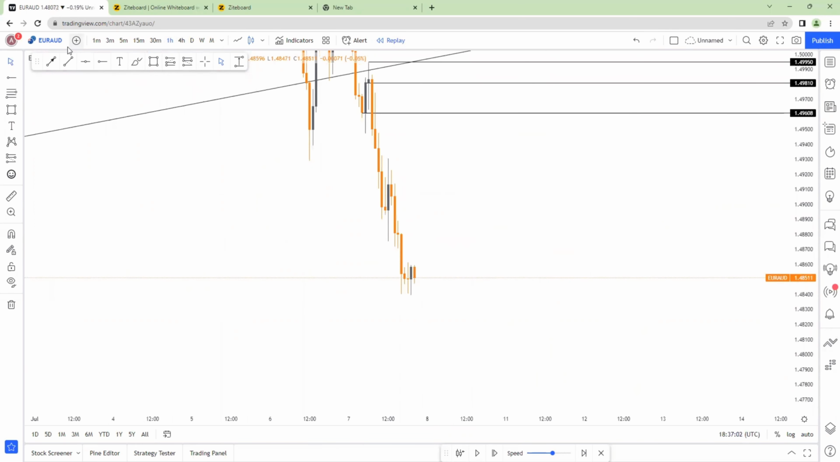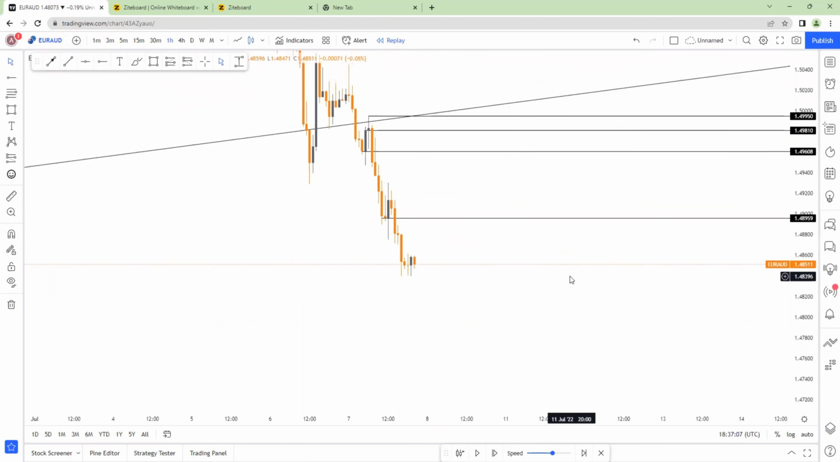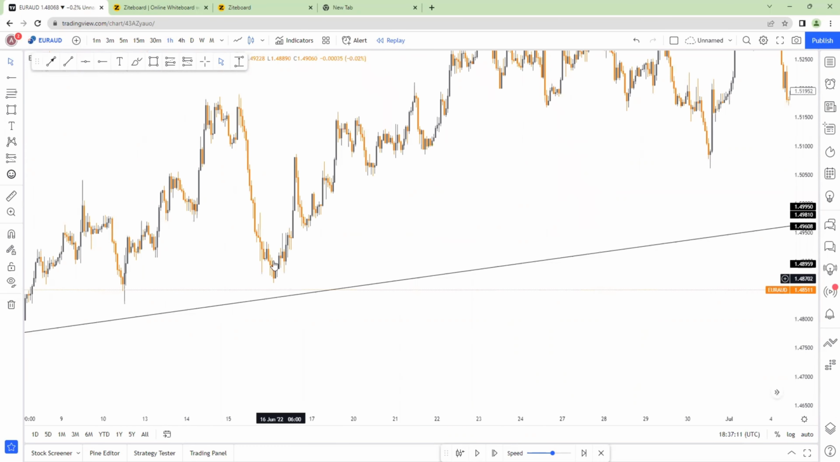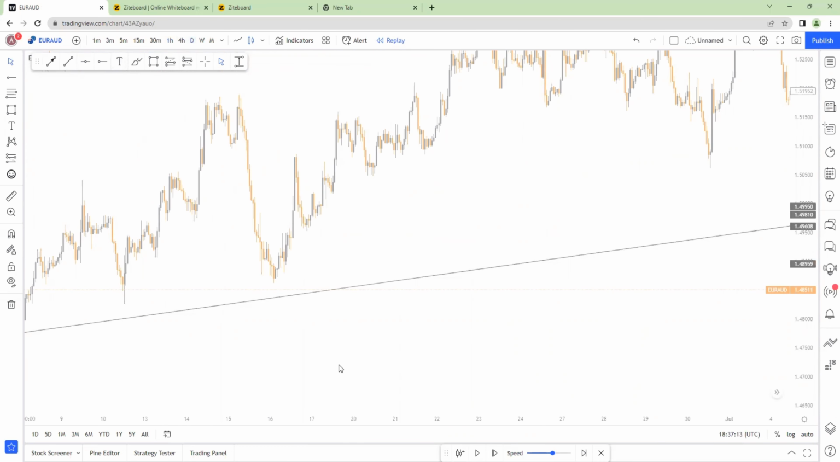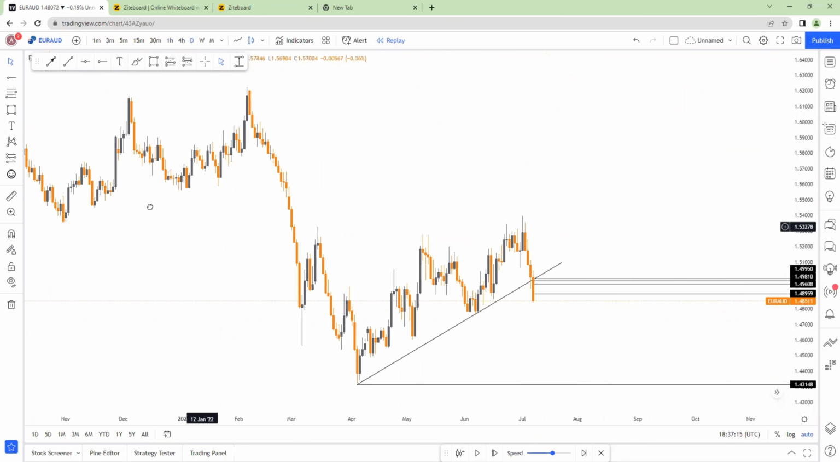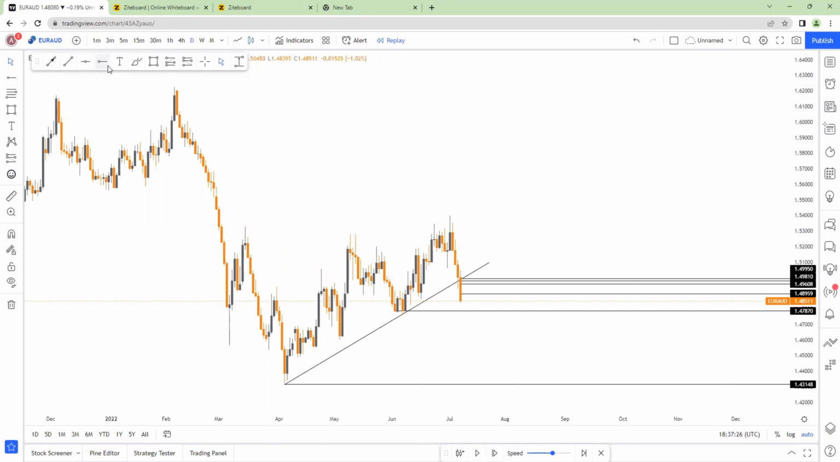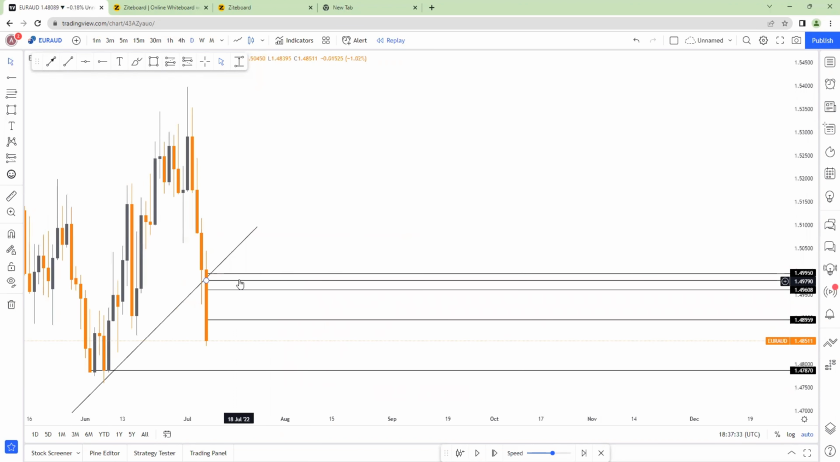And this will be my first target. Some targets might be found at these levels here. You can put them as your target as well. The previous highs and lows can be your targets as well. So do not limit yourself. This might be my first target maybe, and this will be my second one here. So our entry is this one.